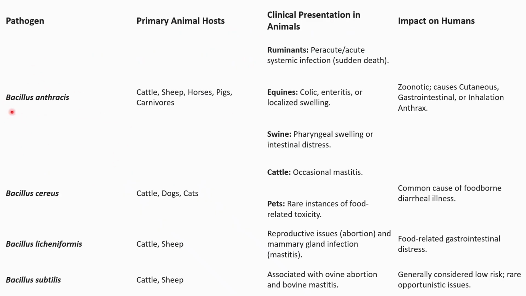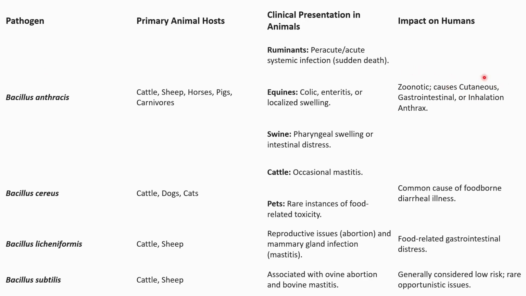In this slide, we will learn about the different species of Bacillus. First one is Bacillus anthracis. Its primary animal hosts are cattle, sheep, horse, pig and carnivores. In ruminants, the highly susceptible species, it will cause peracute or acute systemic infection that will result in sudden death in those affected animals. In equines, it will cause colic, enteritis or localized swellings, and in swine, it will cause pharyngeal swelling or intestinal distress.